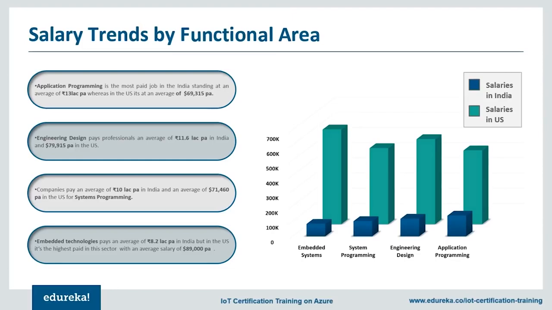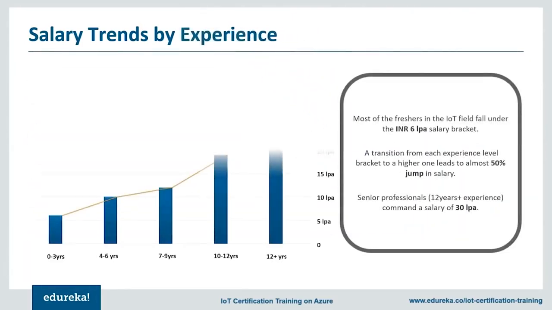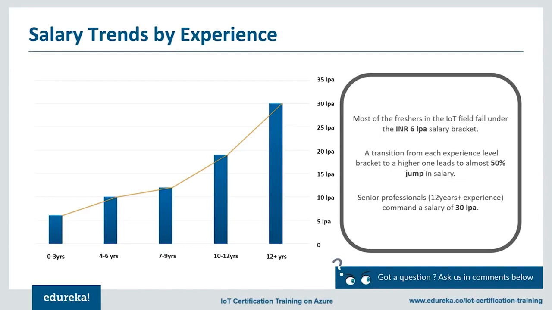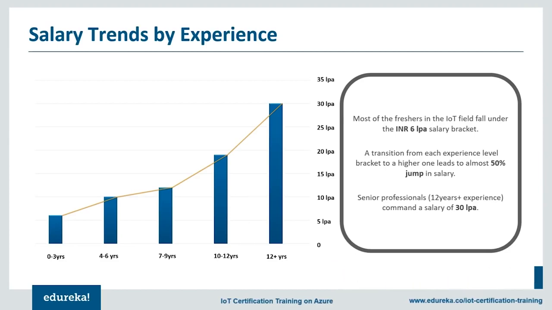As for the experience level, more than 90% of freshers in the IoT field fall under the 6 lakh per annum salary bracket, which is not a bad number for a fresher. On the other end, somebody who has a decade of work experience in this field can quote up to a 30 plus LPA salary. Now, what is interesting here is that each move from one experience level bracket to a higher one can lead to almost a 50% jump in the salary. With this, I think we've covered the salary aspect of this industry.